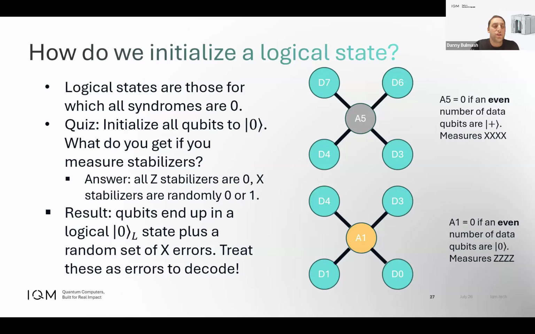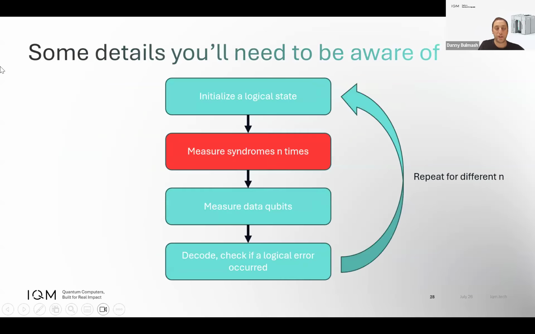So initializing the logical state ends up introducing a set of errors that can be decoded, but you just have to keep track of them and be aware of that. But all you have to do to initialize the logical state is to measure all of the stabilizers, and then you'll get a logical state plus some errors that you can track.